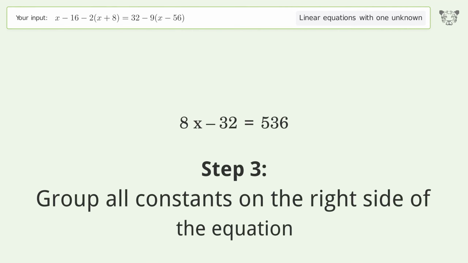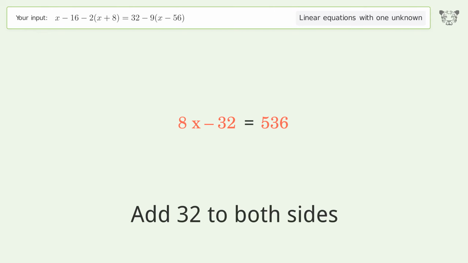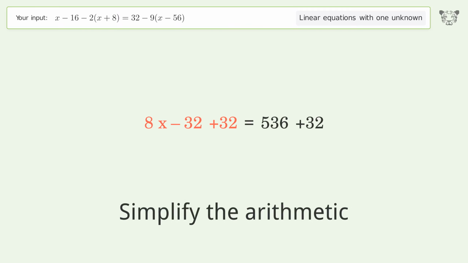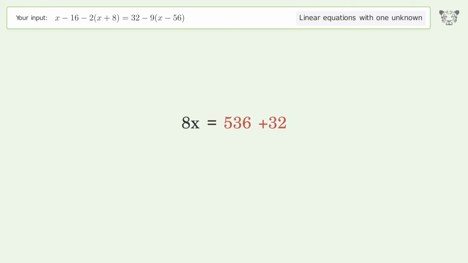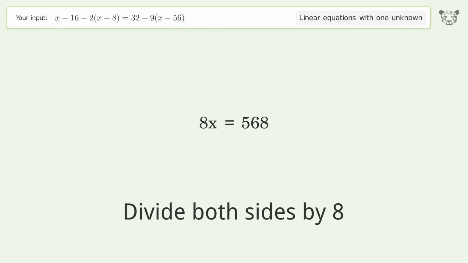Group all constants on the right side of the equation. Add 32 to both sides. Simplify the arithmetic. Isolate the x. Divide both sides by 8.